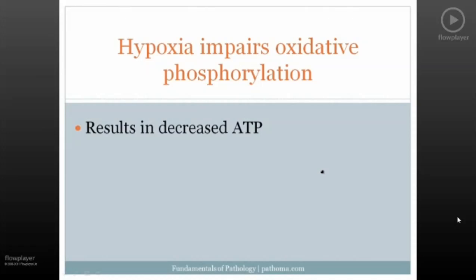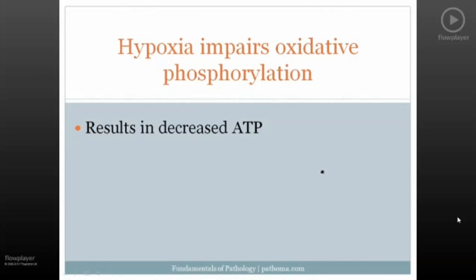And the key consequence is that it impairs oxidative phosphorylation. I've already told you prior, and we can repeat this here, oxygen is necessary as the final electron acceptor in the electron transport chain. And low oxygen will result in low ability to generate ATP, and low ability to generate ATP will result in cell injury because ATP is a necessary energy source for cells.